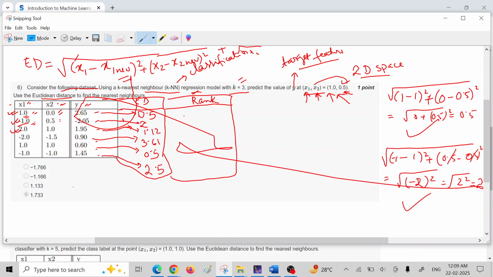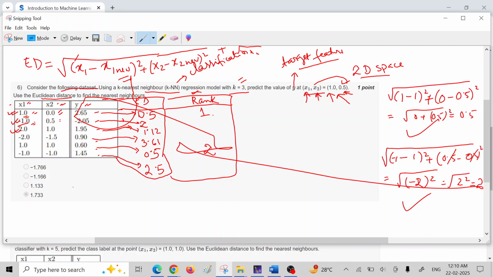I am going to sort this data, this Euclidean distance, and the nearest distance I will give the order 1. Then the next nearest distance again here is 0.5 only, so this one I am giving as 2. Both the distances are the same, so I am giving the first row rank 1 and the second row rank 2.